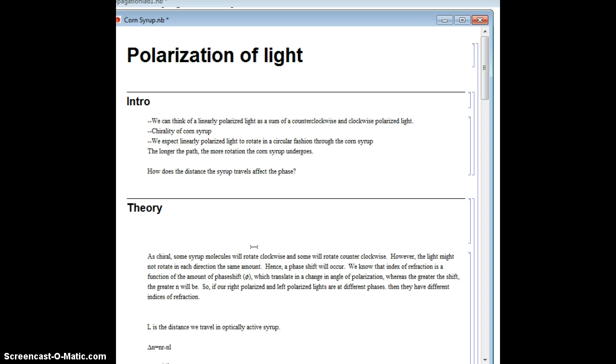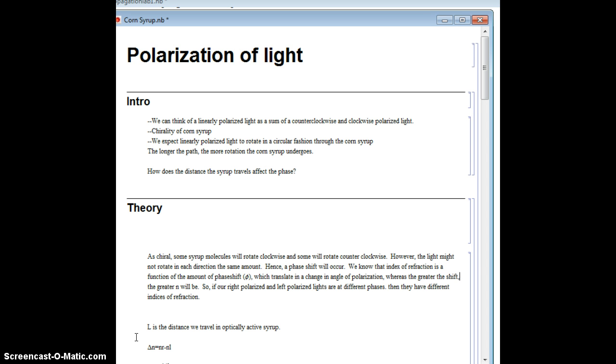So basically, the longer the path that we travel, the more difference between right and left polarized that we would expect. And so the question we're asking in this lab is how does the distance the syrup travels affect the phase shift, or better said, the angle of polarization.